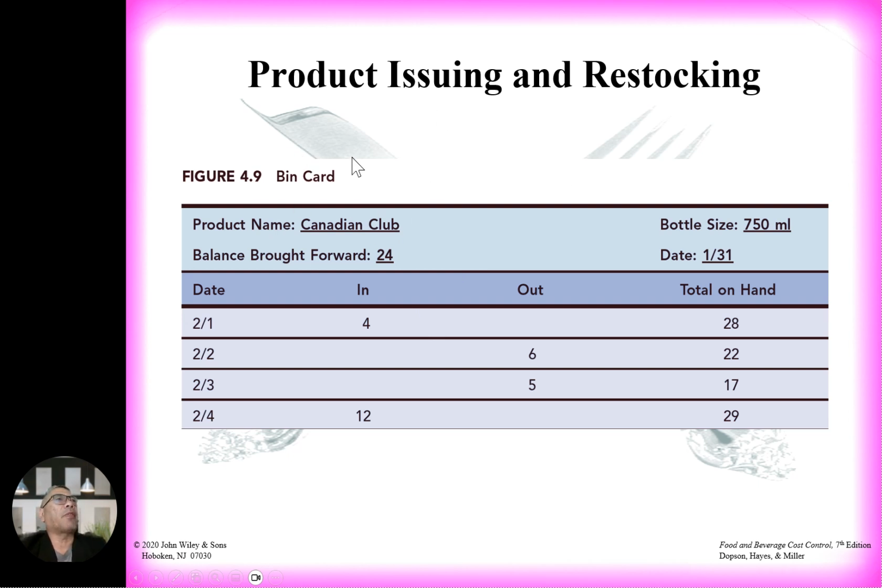This is an example of a bin card for a Canadian Club bottle of size 750. The dates are from January. February 1, 4 in, total in hand; February 2, out 6, remaining 22; February 3, out 5, remaining 17; February 4, in, total is 29. So this is a typical bin card for bottles, especially for wine. If you have wine or anything that is valuable, you have to count this. This is a very good example of a bin card system.